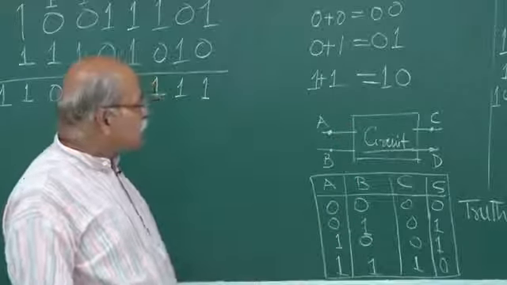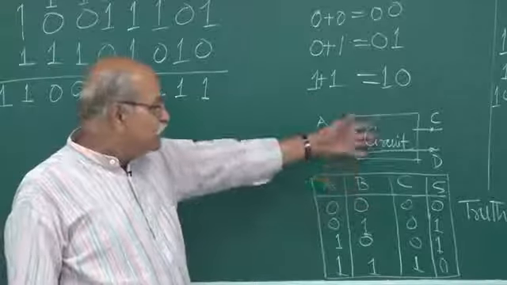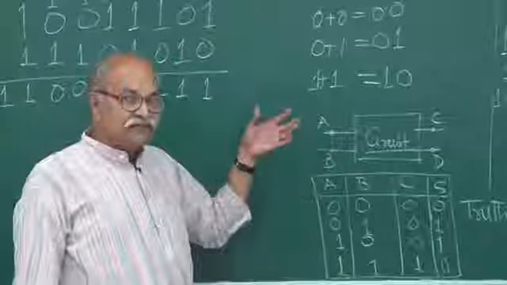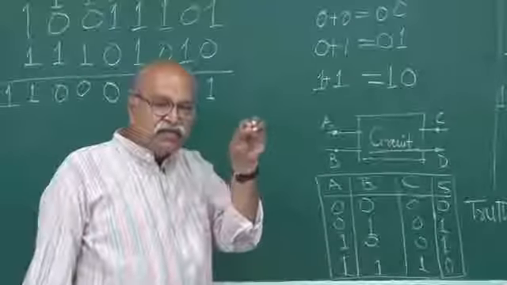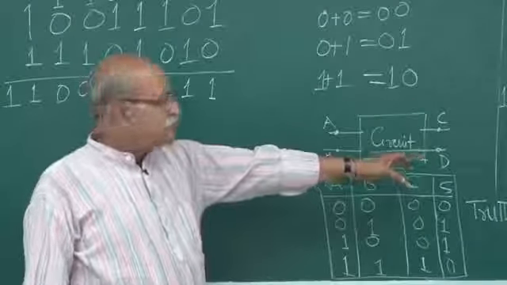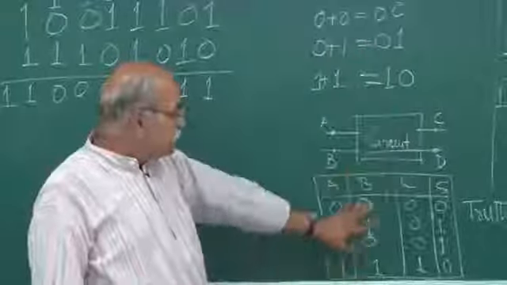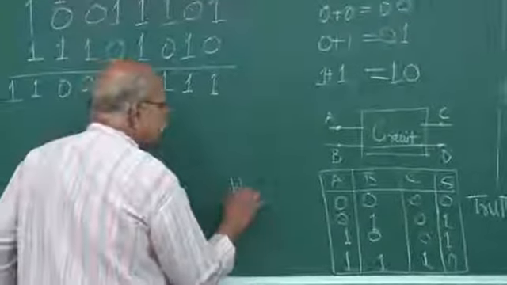Now how to design such circuits in which the input is given as voltages, and depending on whether it is high or it is low, the desired output is achieved? By the way, this truth table, this kind of combination, is also known as half adder.